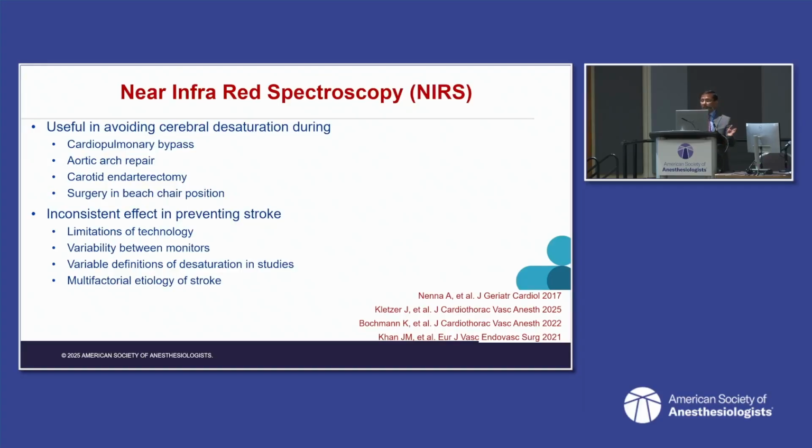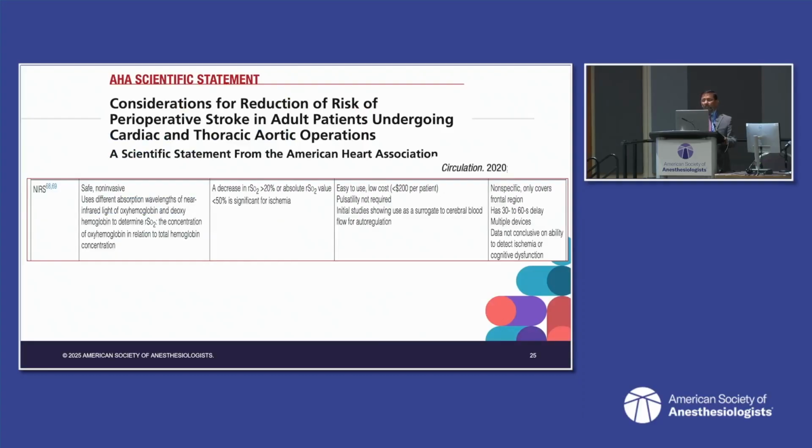But again, it's convenient, it's easy to use, and it does help one identify desaturation events in somewhat real time and allows the clinicians to make an intervention to improve upon the oxygenation. This is the recommendation from the American Heart Association. This is their statement on reduction of risk of perioperative stroke in adult patients undergoing cardiac and thoracic aortic operations.